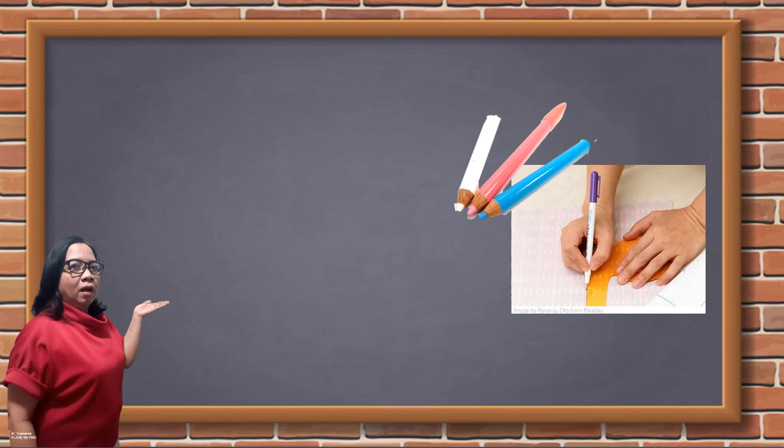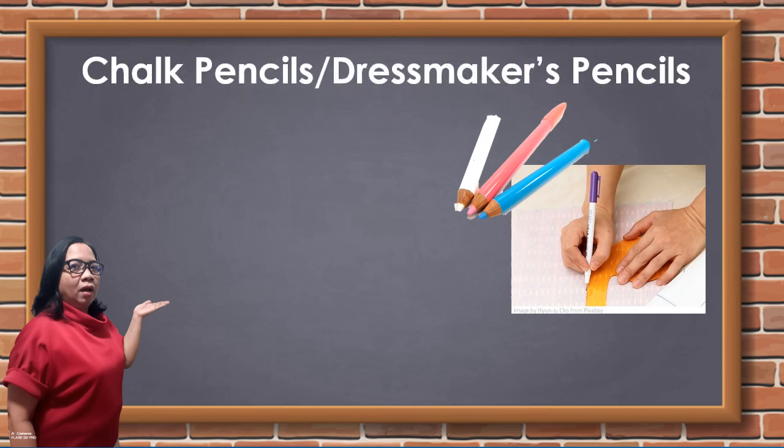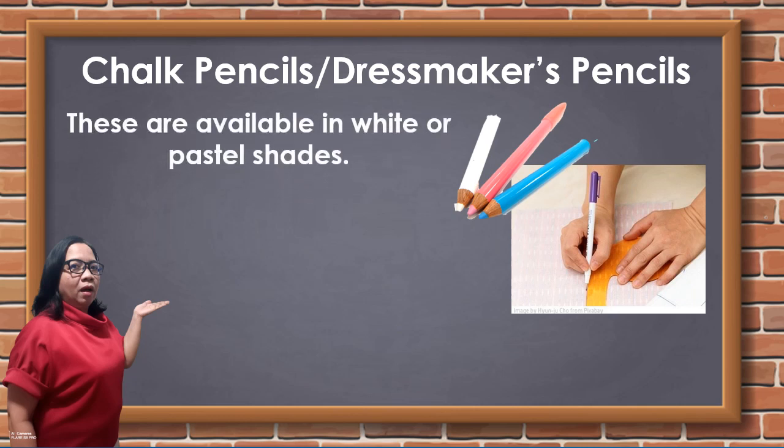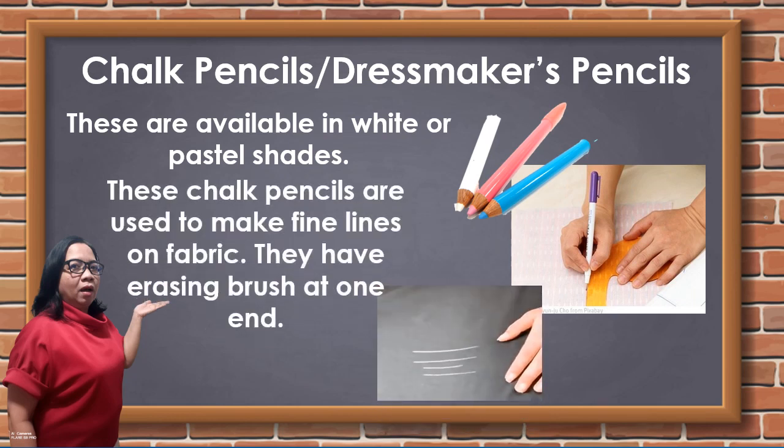Do you know what these are? Very good. These are chalk pencils, also known as dressmaker's pencils. These are available in white and pastel shades. These chalk pencils are used to make fine lines on fabric. They have an erasing brush at the end. Don't worry about the marks on the fabric because they can easily be removed by pressing.